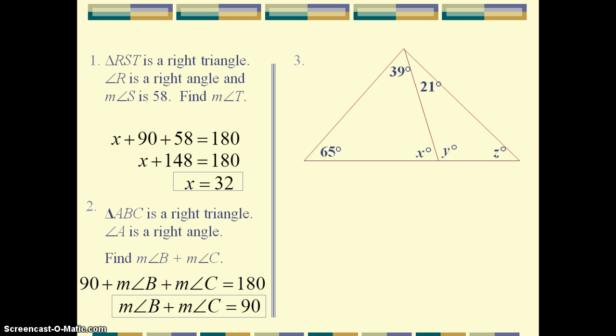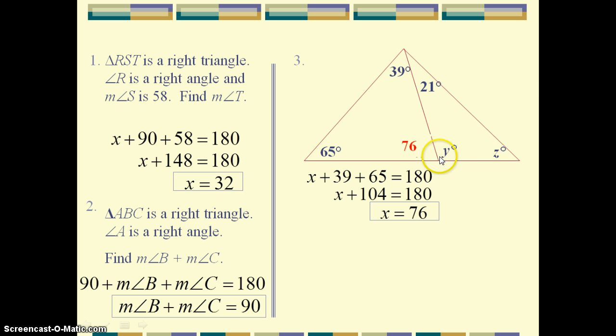The third one, we now have one picture where we have to solve for all three angles. So we're going to start with angle X. Angle X is in a triangle with these two angles, so we're going to set up an equation to find X. We combine like terms and subtract 104 from both sides to get that X is equal to 76. So I'm going to label that in my picture.